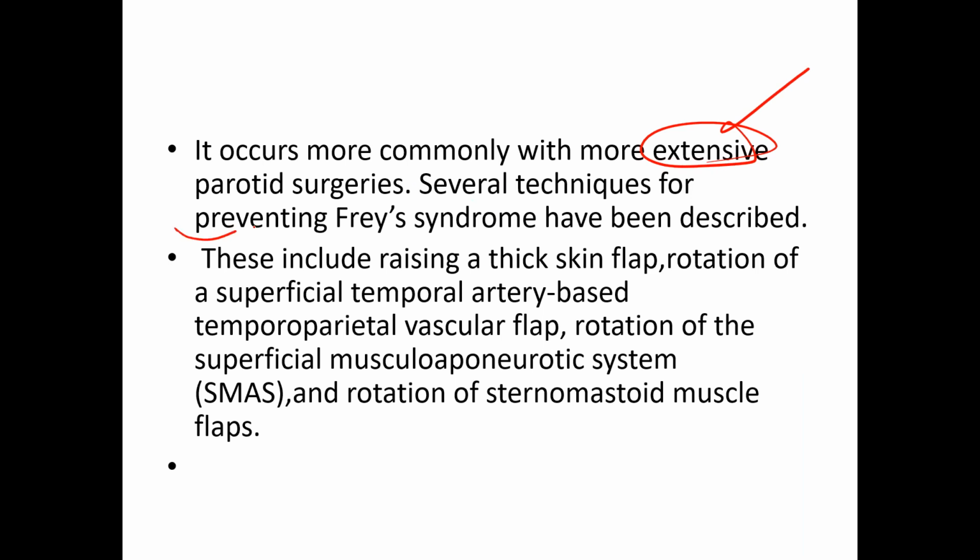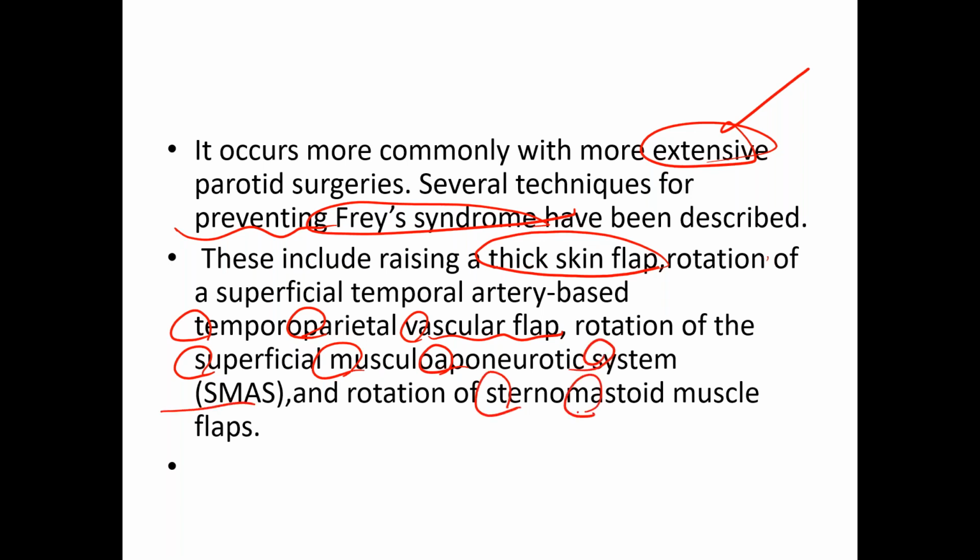There are several techniques for preventing Frey syndrome. How do you prevent it? Number one, you have to raise a thicker skin flap. Others are rotation of a superficial temporal artery based temporoparietal vascular flap, the superficial musculo-aponeurotic system, and rotation of the sternomastoid muscle. So a thicker flap is number one. Number two is the temporoparietal vascular flap that you can use.